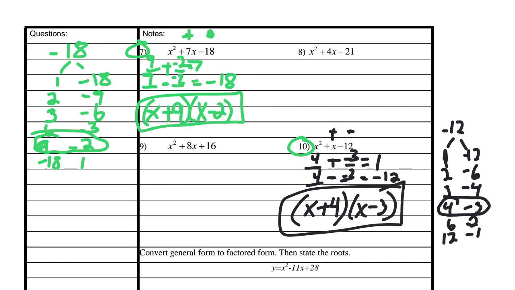Now, it doesn't matter how you write it as long as x plus 4 is together and x minus 3 is together. So if you wrote x minus 3 first, that is okay. Doesn't matter the order, just as long as the group is together. All right, so you try 8 and 9, and then we'll scroll down and look at this big one.